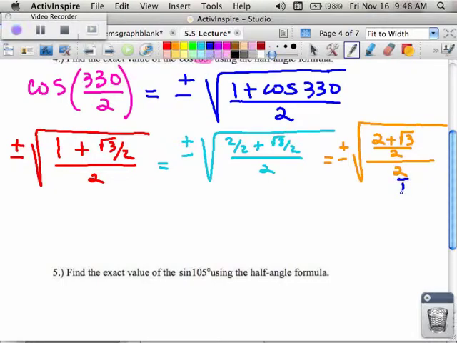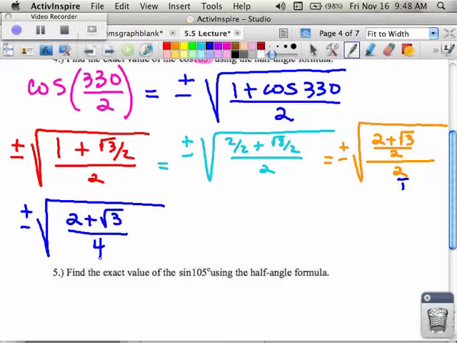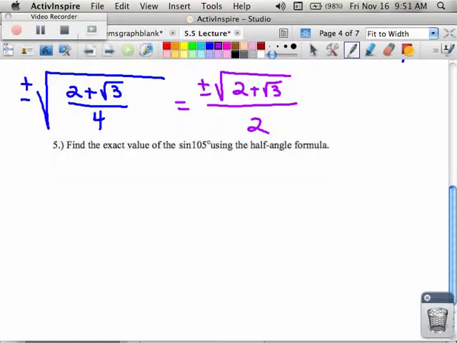The next one. I see the sine of 105. So instead of writing it that way, I'm going to write it as the sine of 210 over 2. So 105 times 2 is the 210 on the top. Then I just go up and I look at my formula. My formula says that I'm going to have plus or minus the square root of 1 minus the cosine of 210 all over 2. What does the formula say?